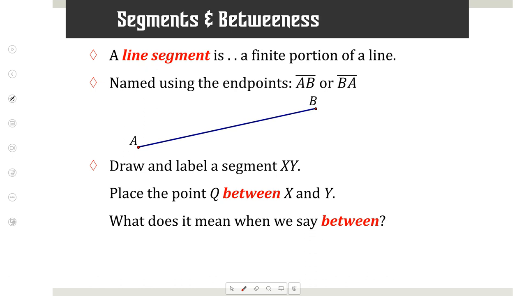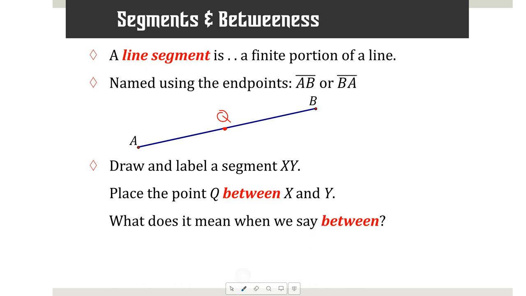After you've drawn the segment AB in your notes, I'd like you to put Q between, oh, sorry. Let's just use AB so you don't have to draw two segments. Put a point Q between A and B. I'm not going to clarify. I'm just going to tell you to put it between. How many of you put Q right there?